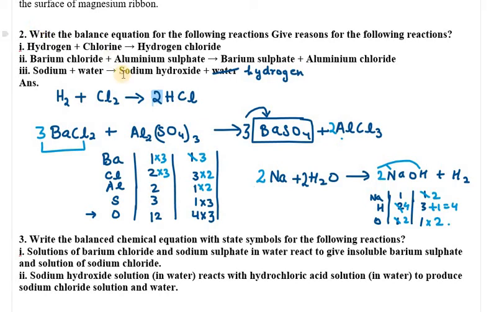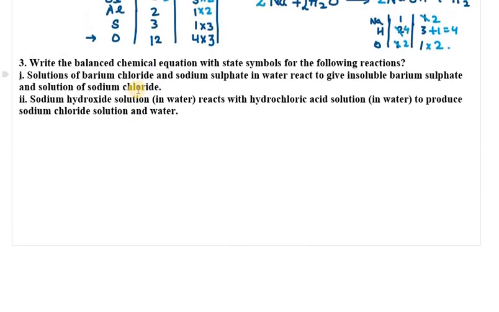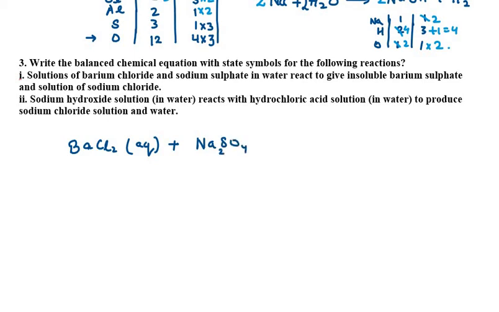Now moving on to question number 3. Again what we need to do is, we need to write the balanced chemical equation with state symbols. So in the first one we have solution of barium chloride. So first of all I will write barium chloride. Barium chloride is BaCl2 and it is in aqueous state always. Then we have sodium sulphate, that is NaSO4. Then again it is aqueous.